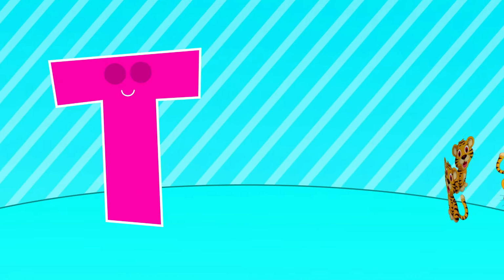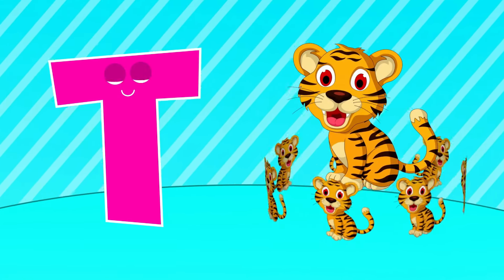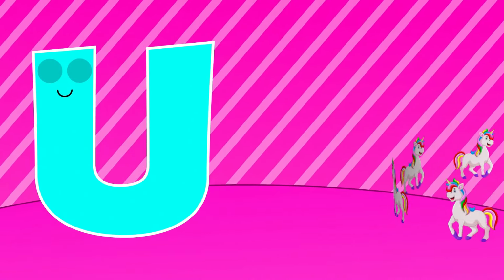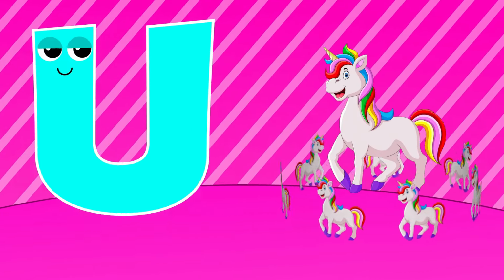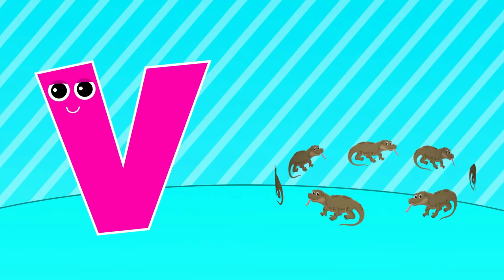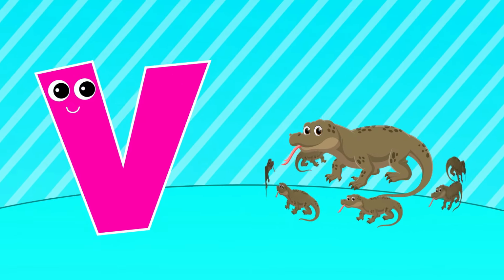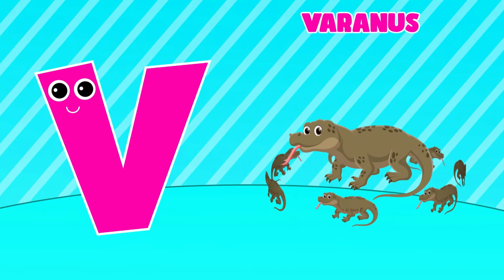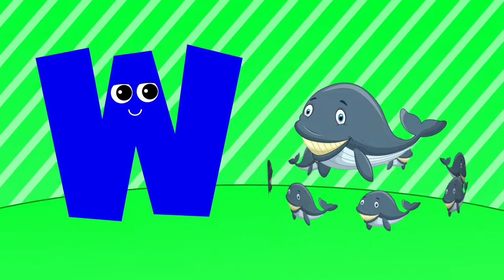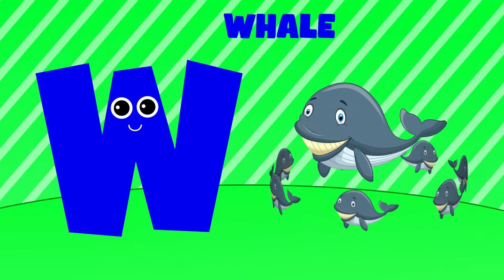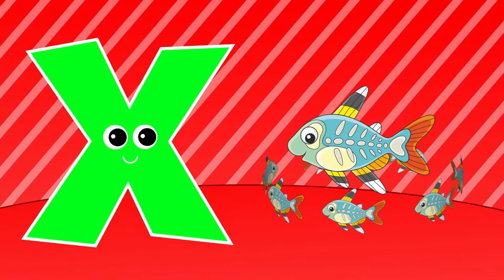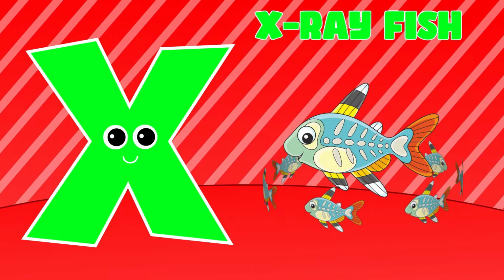Snake. T is for tiger, tiger. T, tiger. U is for unicorn, unicorn. U, unicorn. V is for varanus, varanus. V, varanus. W is for whale, whale. W, whale. X is for x-ray fish, x-ray fish.